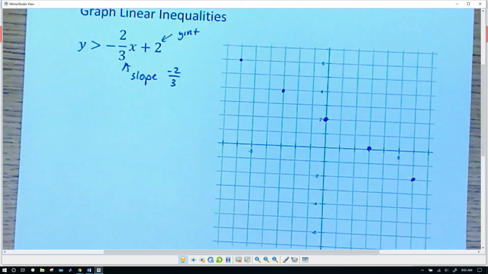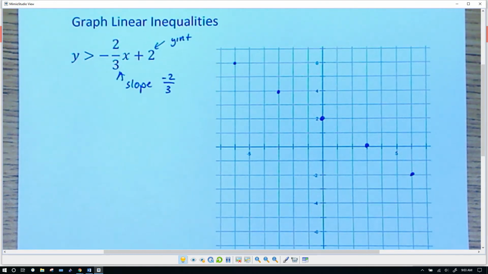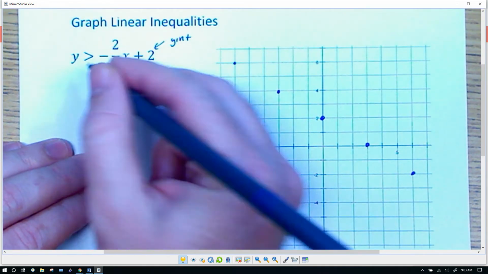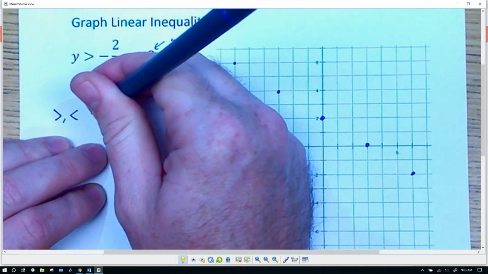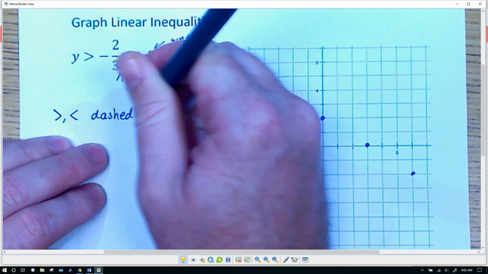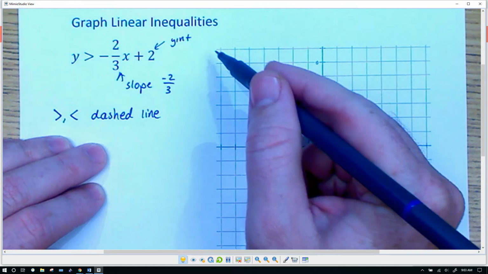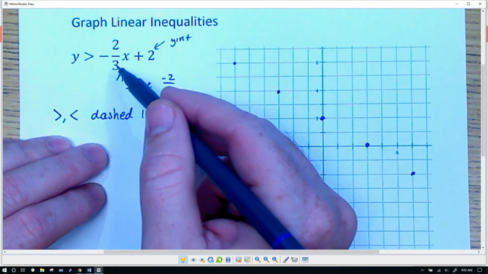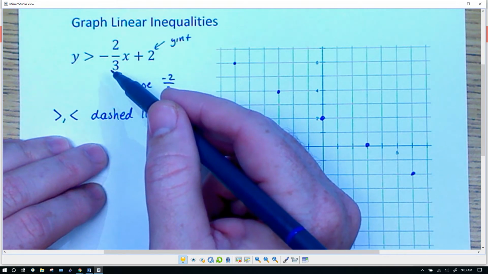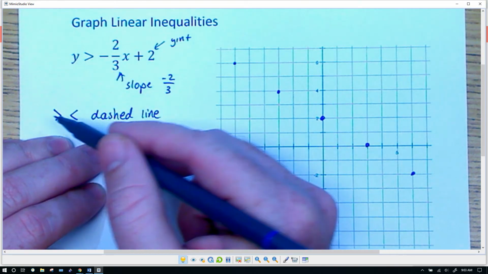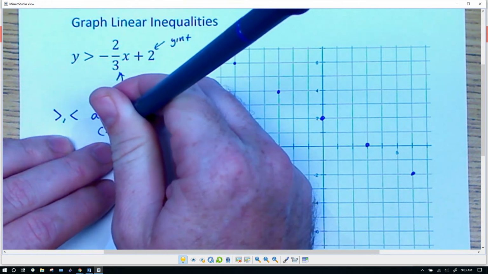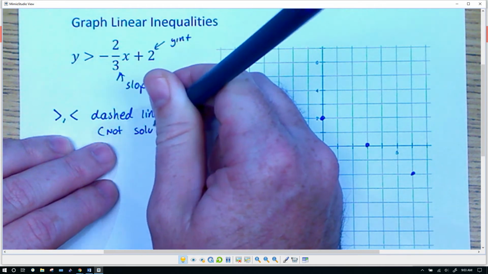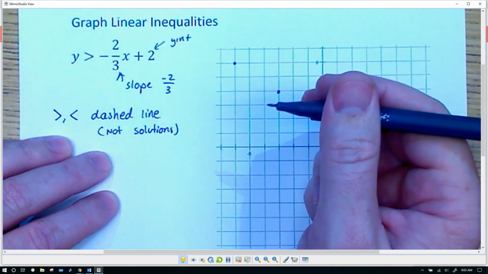Okay, so there are some things that we need to now choose. We need to figure out if our line is going to be a solid line or a dashed line. The way to tell is with this inequality sign. If you have greater than or less than, you're going to have a dashed line. And what this means is that any point on that line does not make this inequality true. For instance, if I had the inequality 4 is greater than 4, that is not true. So all the points right here on the dashed line are not solutions, and they're not included in our answers.